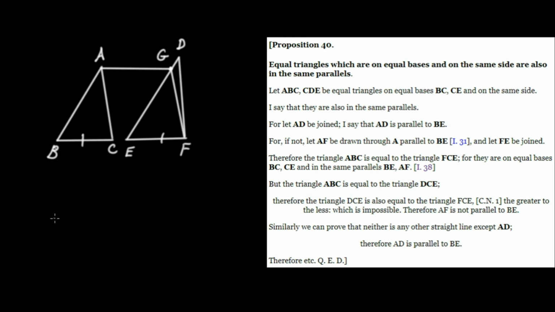So we have two triangles, ABC and GEF, with the same base and the same parallels, therefore those are equal. And it's given that ABC is equal to DEF, and from this it would follow that DEF is equal to GEF. So the greater would be equal to the lesser, which is impossible. Therefore, the supposition that AD is not parallel to BF is negated, and therefore it is parallel to BF.